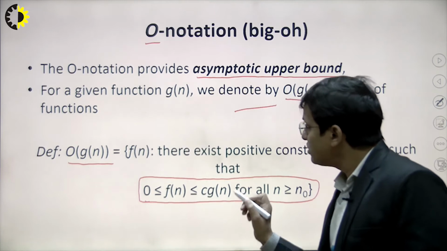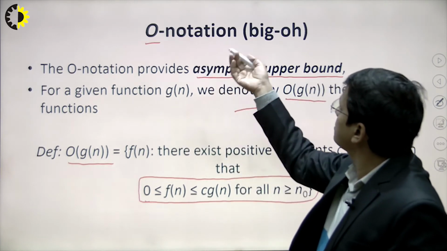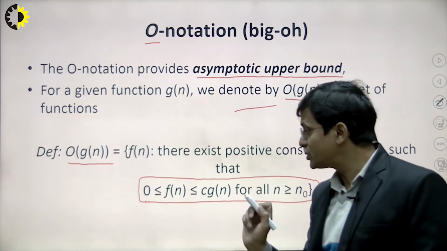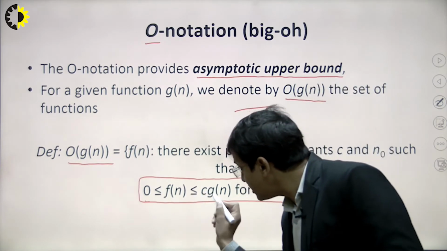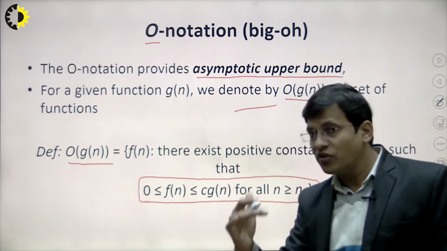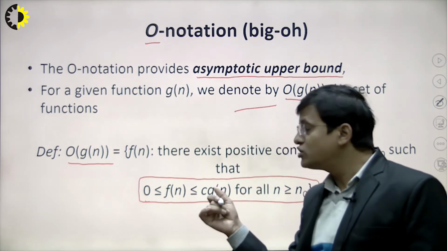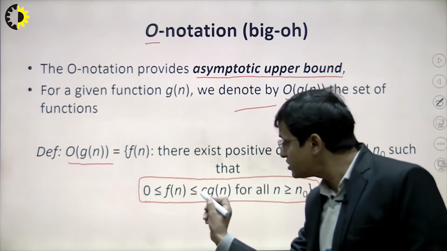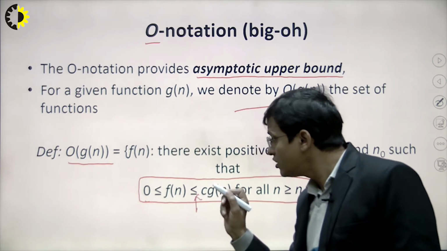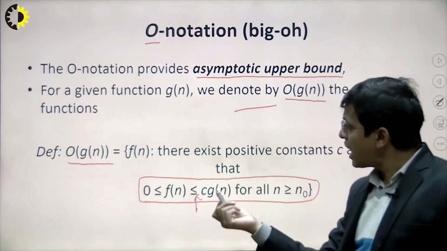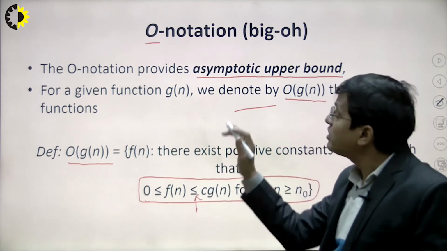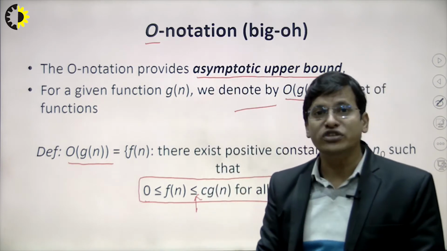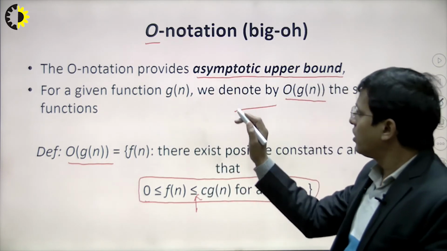Here we can see why this Big O notation is called an asymptotic upper bound, because of this definition. Here f of n is lower than c of g of n. This means f of n can reach up to c of g of n. The equality sign is also there, so f of n may be equal to c of g of n, and also may be less than it. That's why Big O notation is called the upper bound. So this is the basic definition.